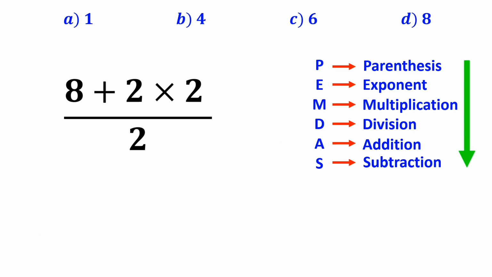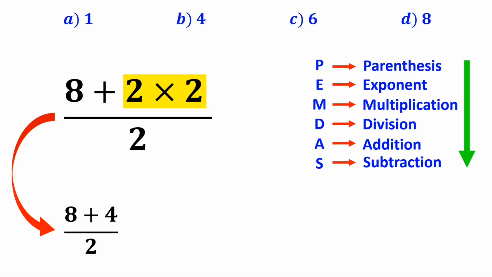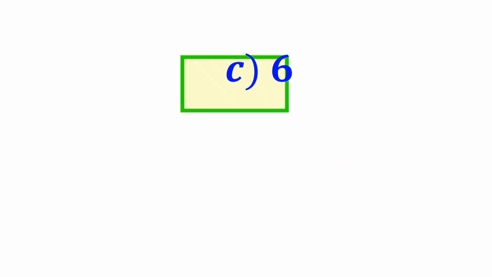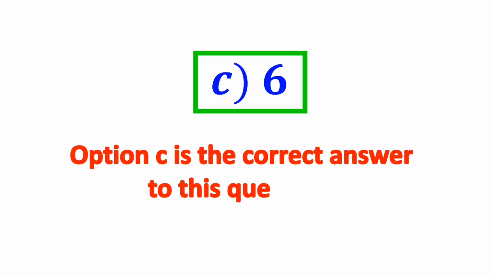In the next step, it's time for the multiplication between 2 and 2, which simplifies the expression to 8 plus 4 over 2. Finally, we handle the addition in the numerator and simplify the expression to 12 over 2, which ultimately gives us the answer 6. Therefore, option C is the correct answer to this question.